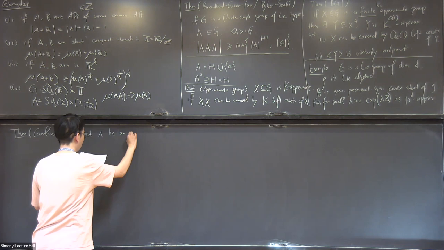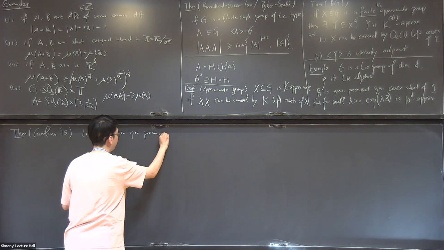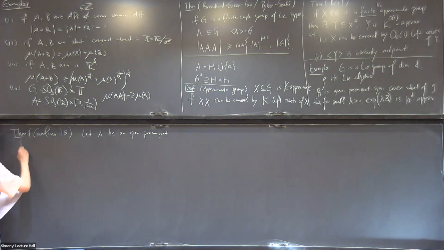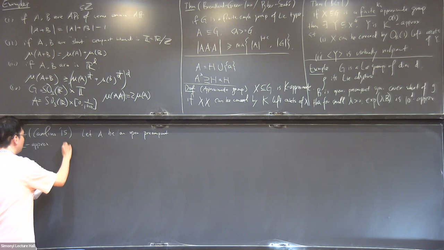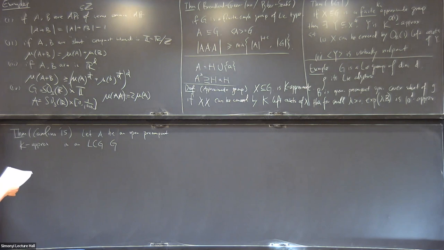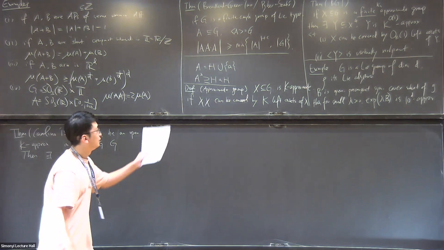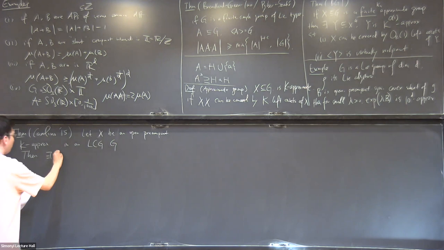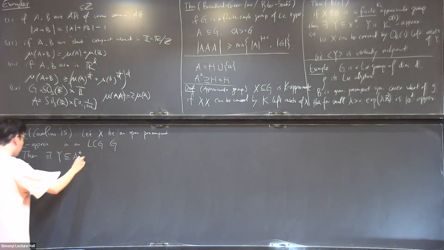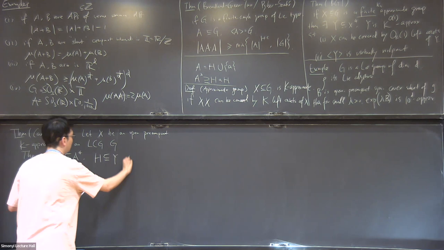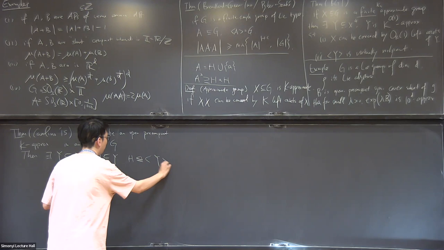So we assume our set is open and pre-compact to avoid some trivial examples. Let K be an open pre-compact approximate group in a locally compact group G. Then you can find Y, a subset of A to the fourth, and H a subset of Y, where H is a compact normal subgroup in the group generated by Y. So here H is compact.